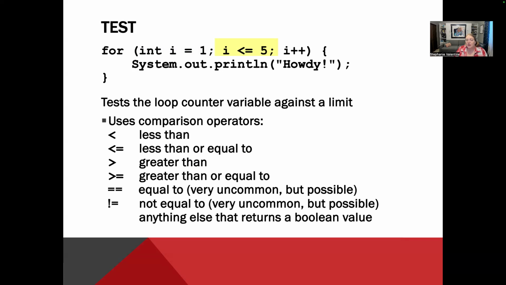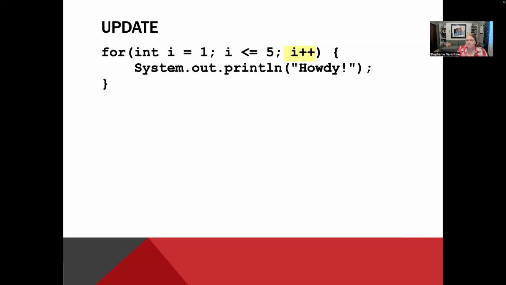It is also possible, instead of using these operators, to use anything else that returns a Boolean value. But if you're doing something like that, it is possible that you want to use an indefinite loop instead of a definite loop. If you can't use one of these, it's possible that the for loop is not the right tool for you to be using at this time.